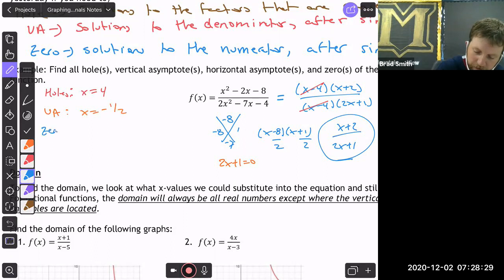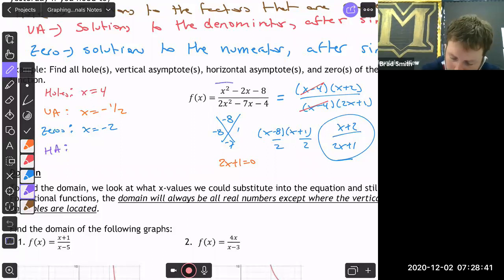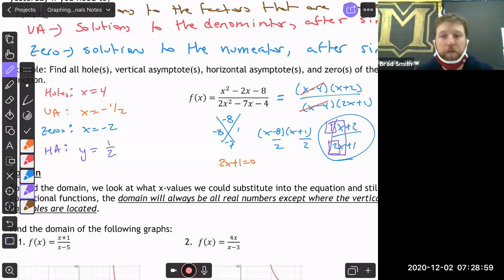To find our zeros, or our x-intercepts, we set the numerator equal to 0, so x equals negative 2. I know I can do that kind of quick. And then my horizontal asymptote's the weird one. All I'm really looking at, well, I guess that's the simplified form, but is this part right here, because that's a degree 1 and a degree 1. So my leading coefficients are 1 and 2. So y is going to equal 1 over 2, because they're the same degrees up top and up bottom.